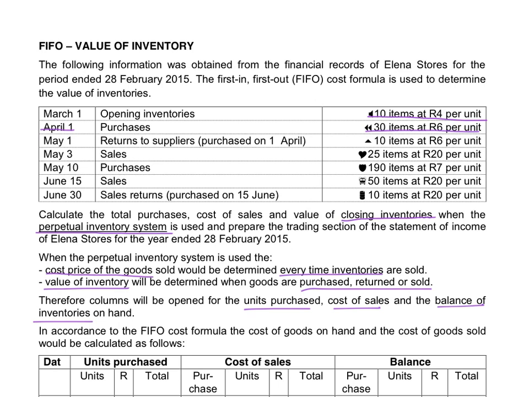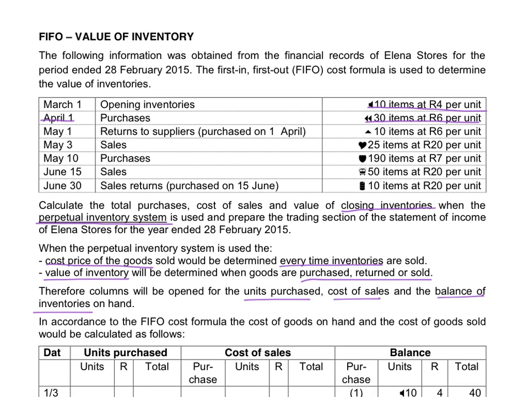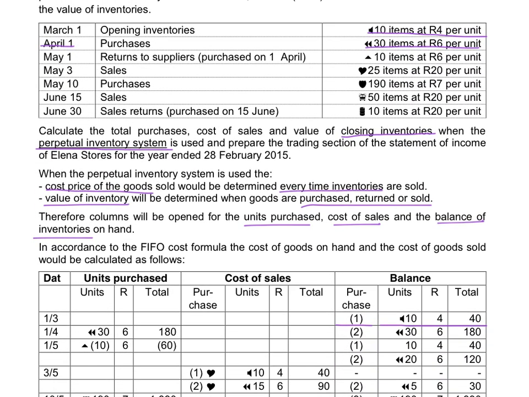Therefore, in the table that we're going to complete to determine what is the value of our inventories, we will show that the opening value is 10 units, R4 each, which will give us a total of 40 Rand. And that is my first group of articles that must be sold. Then on April the 1st, we purchase goods again, 30 items at R6 each.